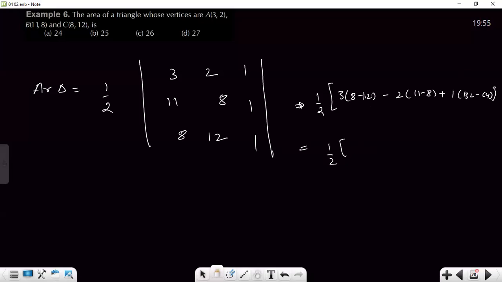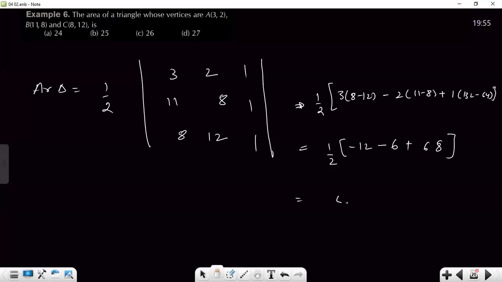Half, 3 into 8 minus 12 is minus 4, minus 4 into 3, minus of 2 into 11 minus 8, plus 3 into minus of 2 will be minus 6. 132 minus 64, that comes out as plus 68. 12 minus 4, 8. 12 minus 6 is 6. 12 plus 6 is 18, and the minus sign into, so minus 12 minus 6 will be minus 18.